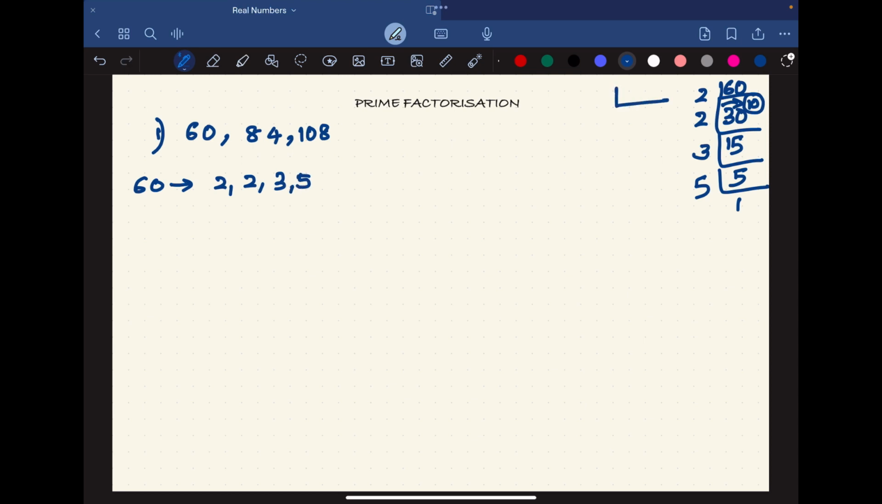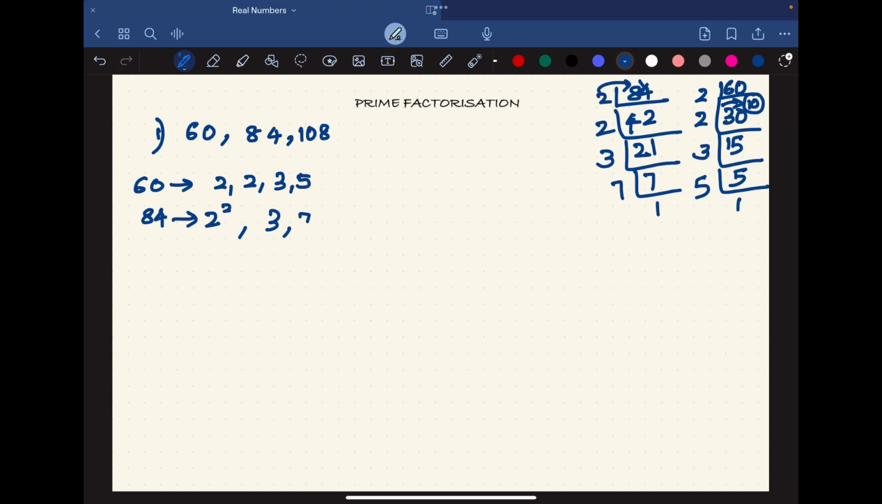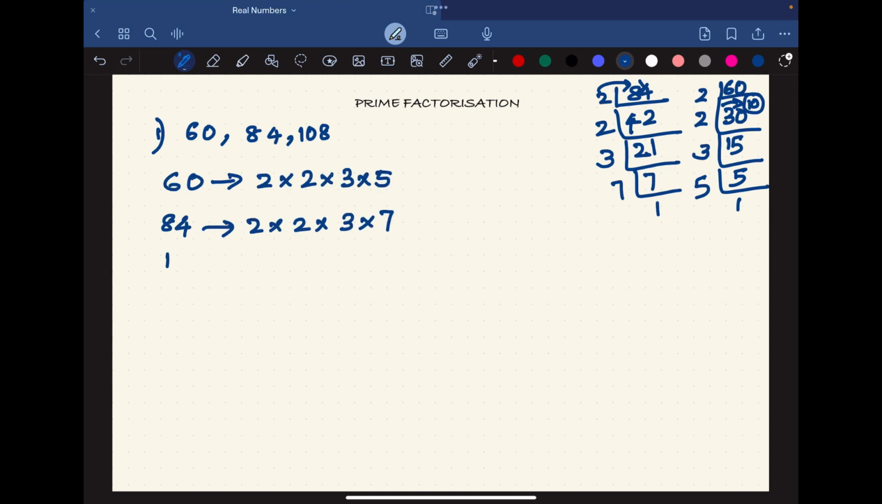So next we see 84. 2 times 42 is 84. Next is 42. So 42, how can we do? 2 twenty-ones are 42. Is it possible for us to do with 2 again? No. So let's go with 3. 3 sevens are 21. 7 ones are 7. So you got 84 with the factors as 2 square, then 3, 7. So next number is 108.